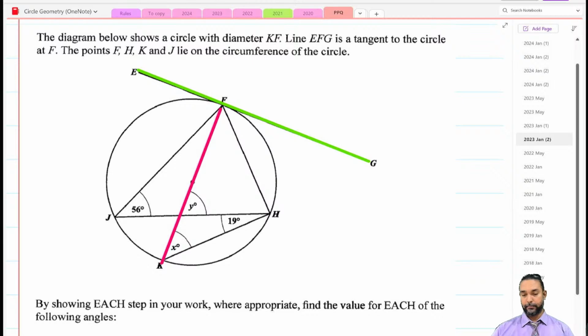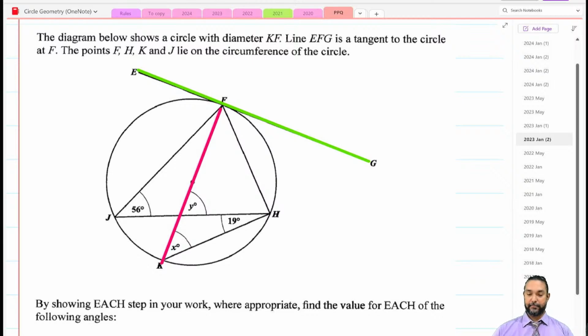That's correct. What's the reason? Angles in the same segment, standing on the same arc, are equal. That's correct. Angle Y, that's an interesting one to find there. Yeah, I'll give you a hint. You have to use the same rule we just used to find X. You have to use that rule again.